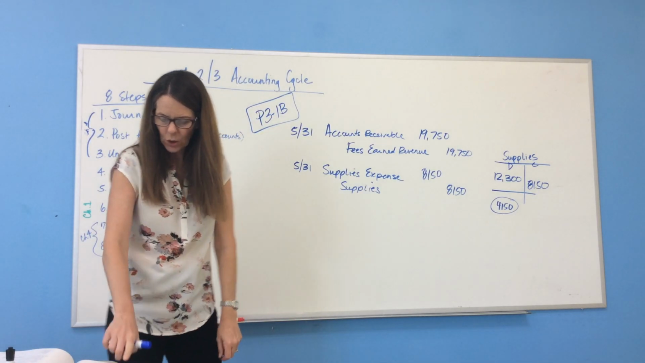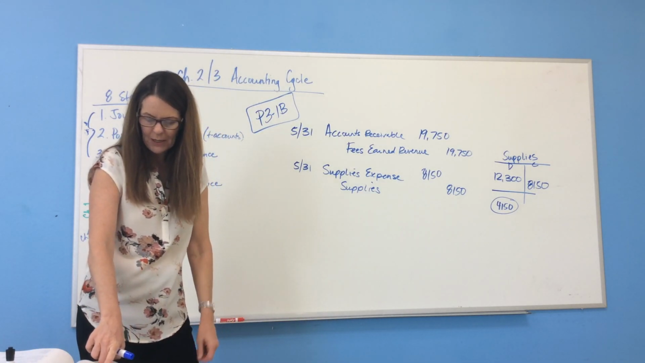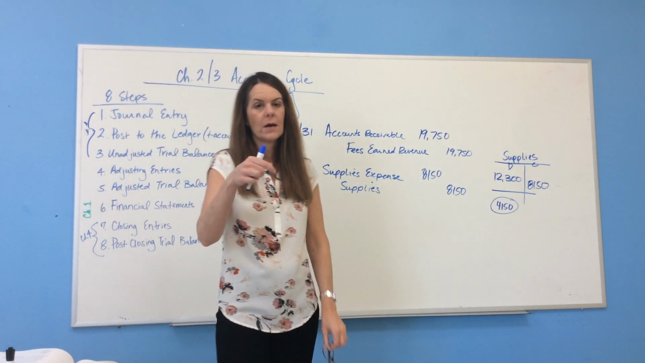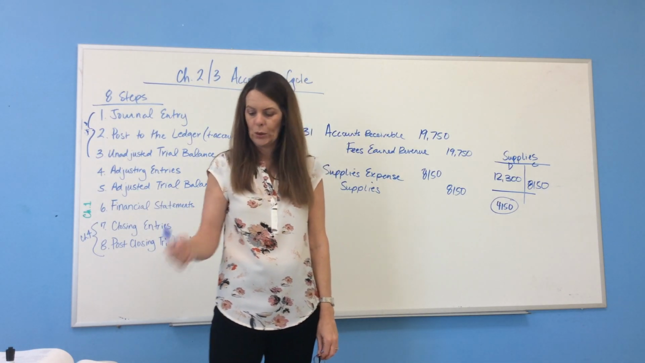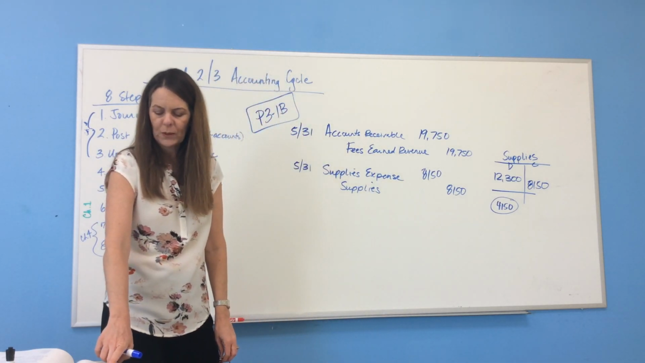Moving on. Wages accrued but not paid at May 31st. Again, this is another example of accrued. This is actually accrued expense. It says wages accrued but not paid.